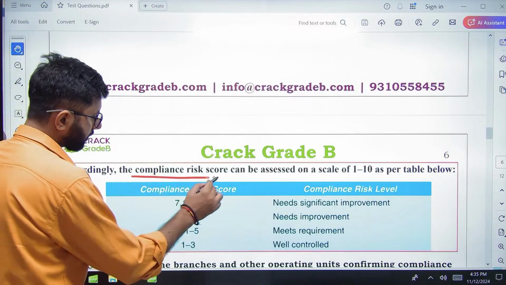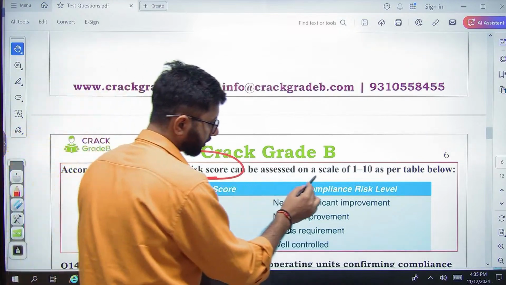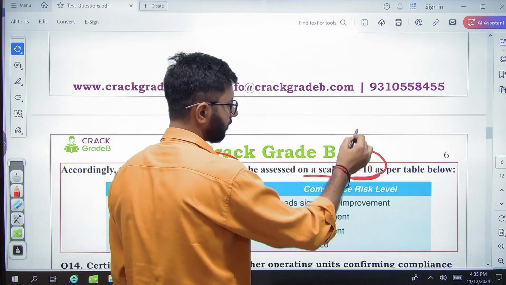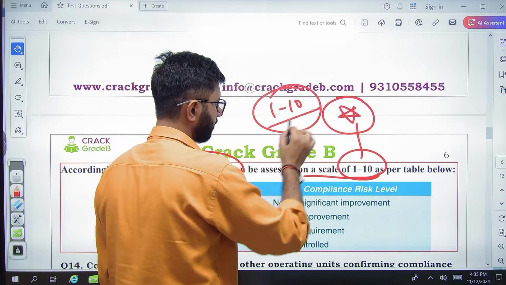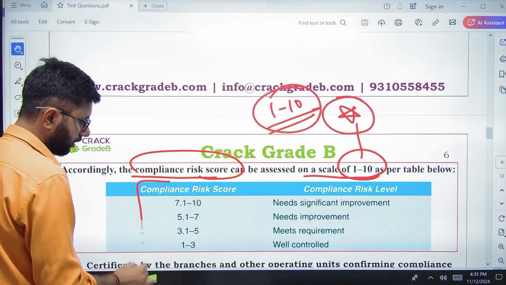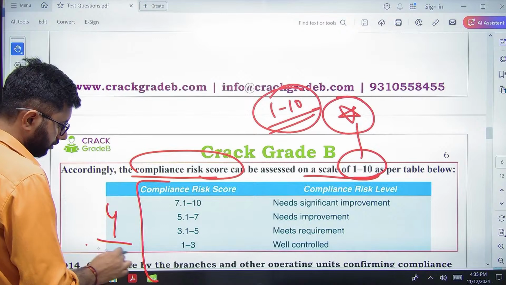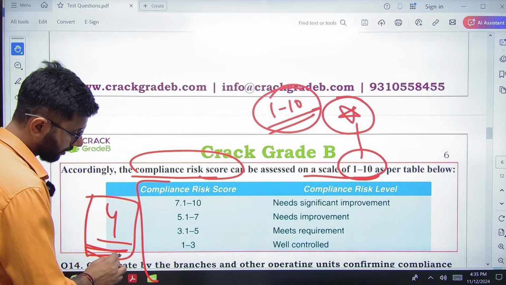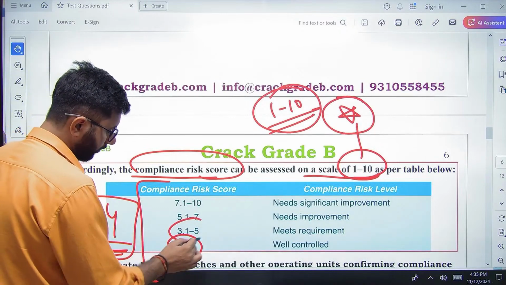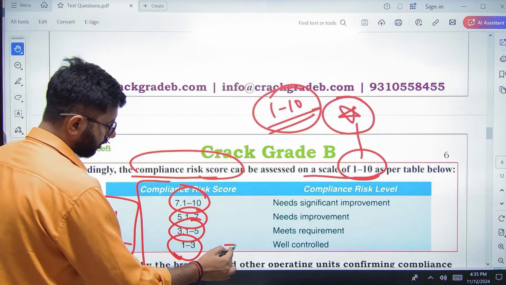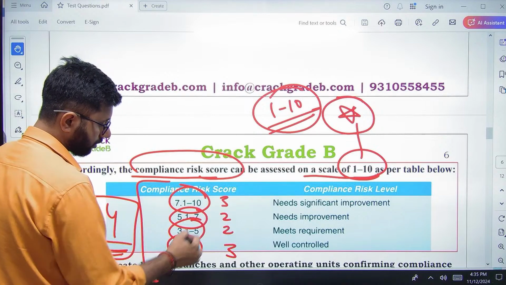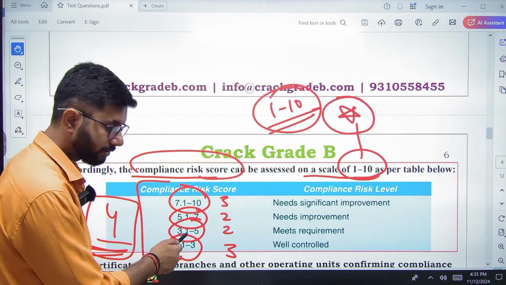So the compliance risk score can be assessed on a scale of 1 to 10. So first of all, you need to remember this scale 1 to 10. And then we also need to see the classification. 4 category classification is there. 1 to 3, 3.1 to 5, 5.1 to 7, 7.1 to 10. 3 का difference 2, 2, 3. ठीक है, इस तरीके से difference है.